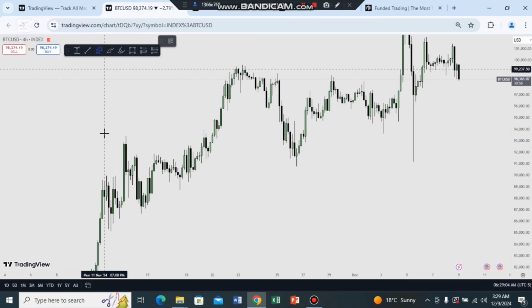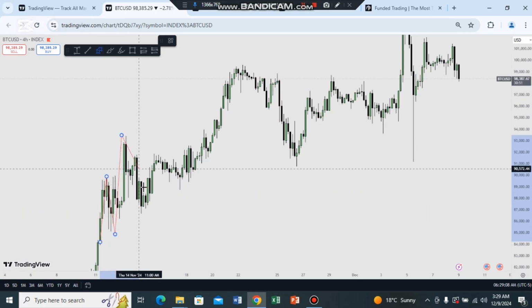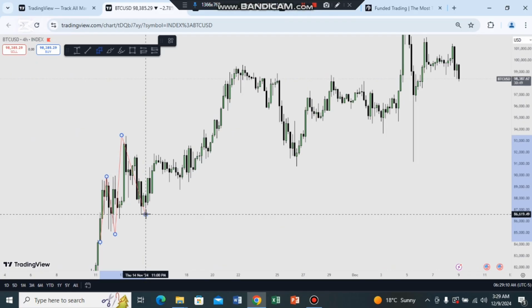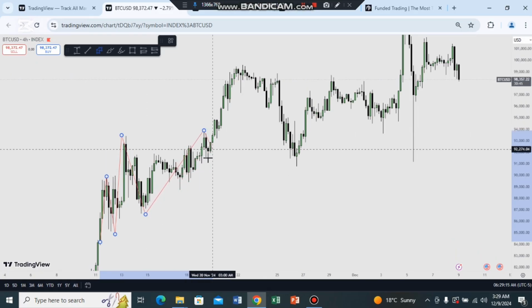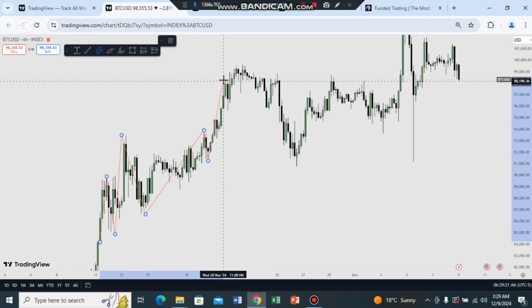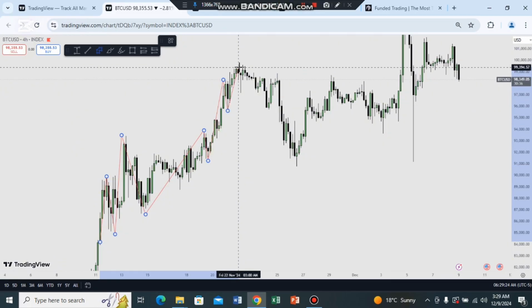Okay, so you can see the market went up, gave a pullback, again it went up, gave a pullback, no IDM. Okay, then again a high was made. And then a pullback, as this candle closed below this one, so this is a pullback. Then again the market went up, gave a pullback, went up, gave a pullback, went up, still no IDM.